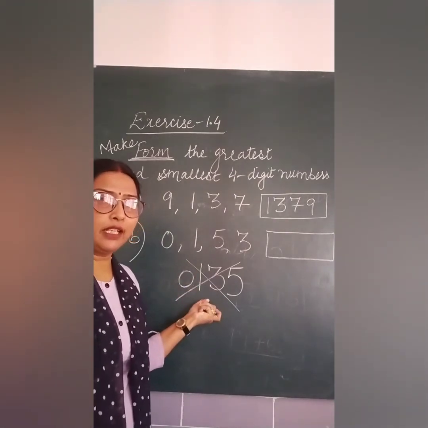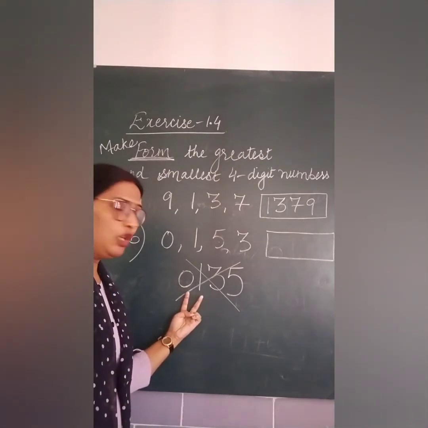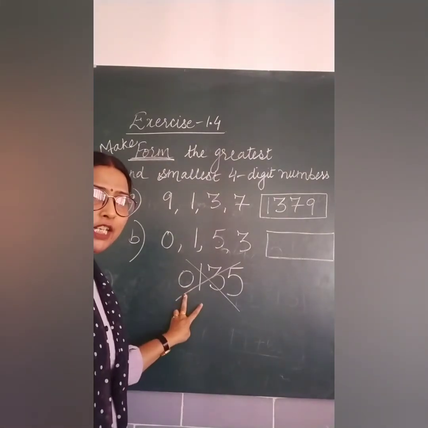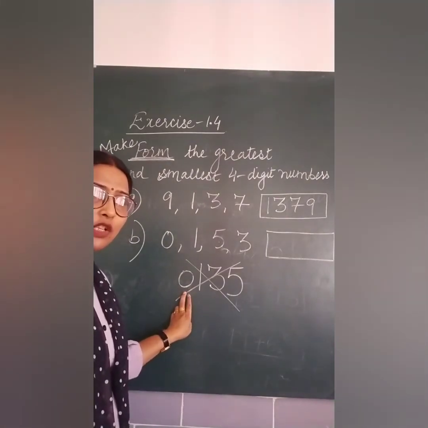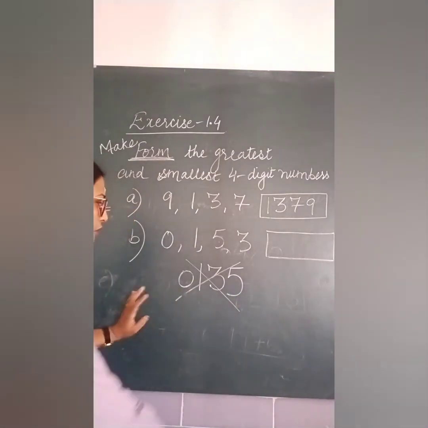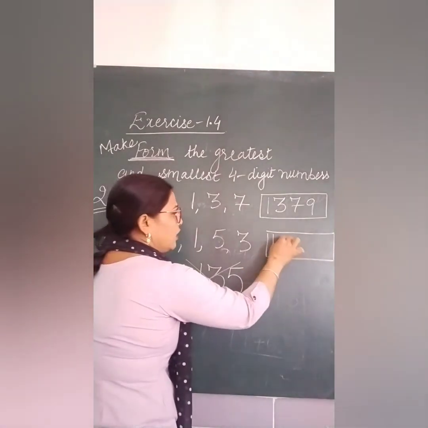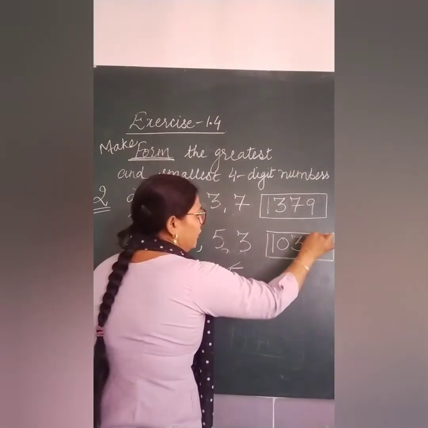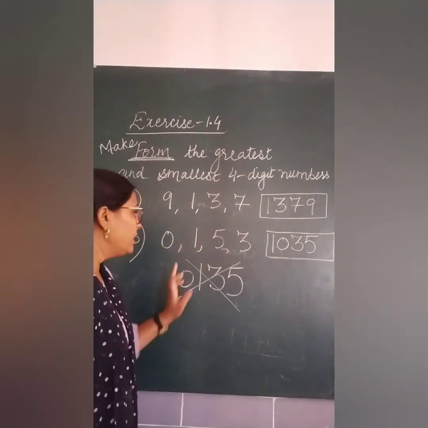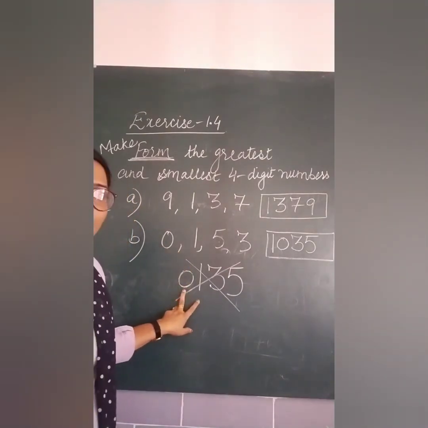But we have to make it correct. इसको अब ठीक कैसे करें? How? 0 and 1, we will interchange their place. 1 की जगह 0 और 0 की जगह 1. And 3, 5 in the same way will be written. When we write this in the correct way, it will be 1, 0, 3, 5. 1035.